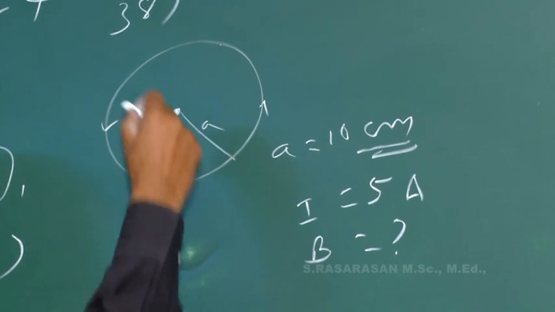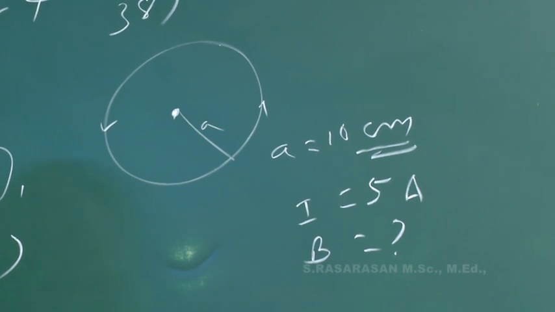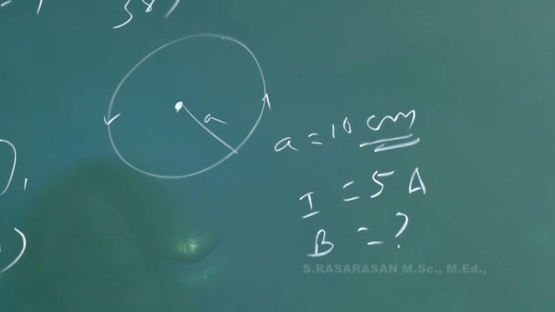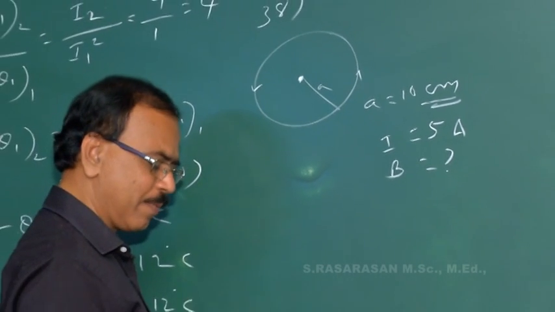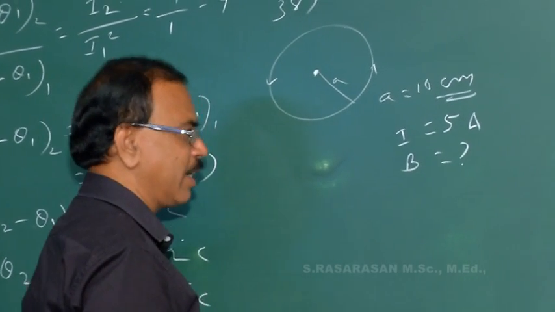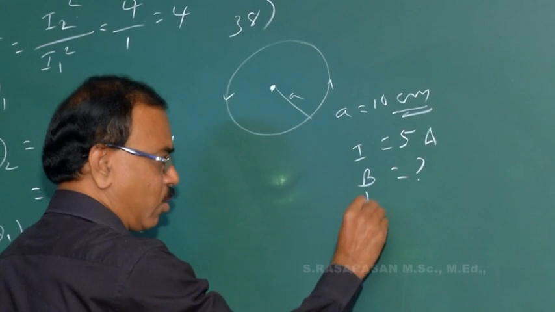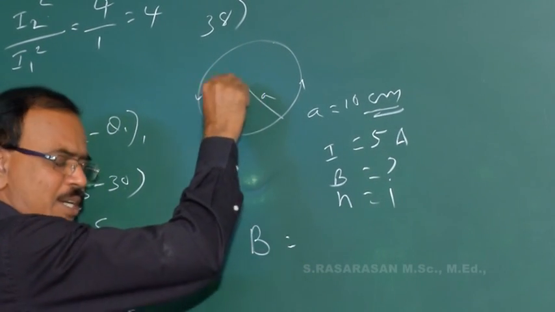A circular coil is mentioned; what about the number of turns involved? Let us check the problem again. Consider a circular coil of radius 10 cm in an air medium. Only mu naught will come, mu r will not. For air, mu r, the relative permeability, is 1. Number of turns is not given in the problem, so take it as 1. So what is the magnetic induction at the center of the circular coil?